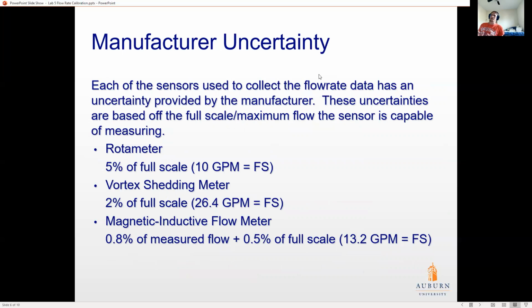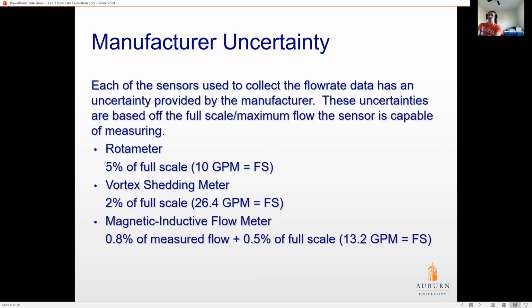So uncertainty is not the error. Uncertainty is like your confidence in the measurement. Each of these sensors has a manufacturer-claimed uncertainty, an uncertainty that the manufacturer says that sensor will have. That's like the maximum amount of uncertainty that is considered acceptable for that particular sensor.